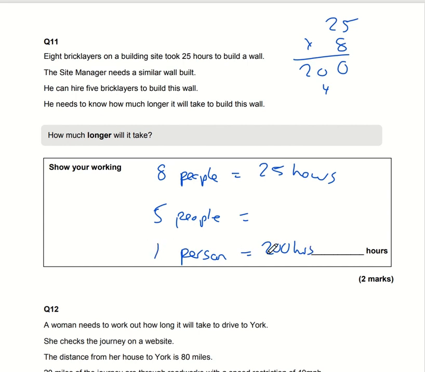So if one person takes 200 hours, then 5 people, that is going to take 5 times less. So what is 200 divided by 5? Or 20 divided by 5 is 4. So 200 divided by 5 is 40. And the question is, how much longer will it take? So what is the difference?